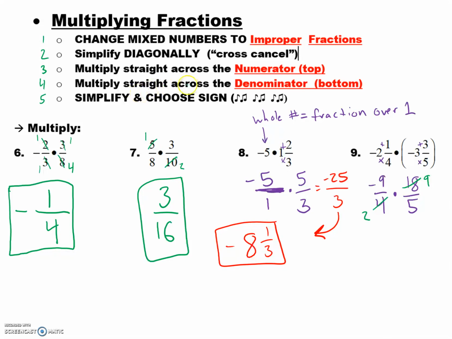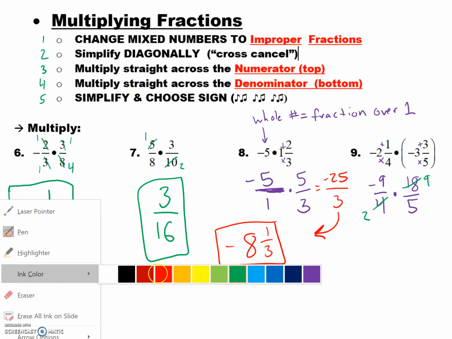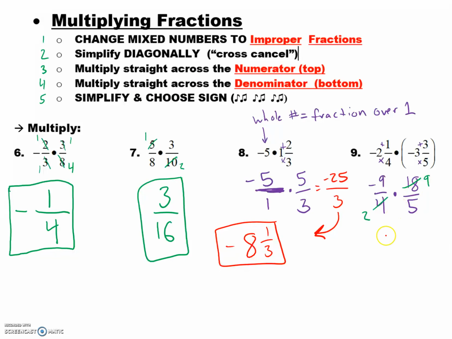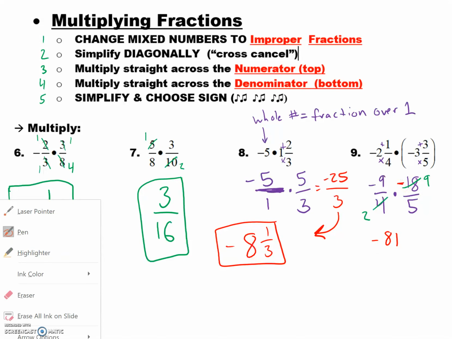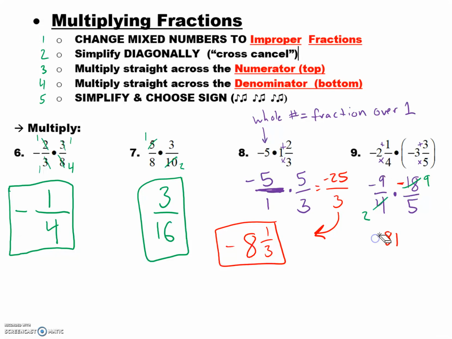And now let's multiply straight across. Negative 9 times 9 is negative 81. Oops, there was supposed to be a negative here. I was thinking something was up. There we go. It's actually positive 81. There we go. That's better.